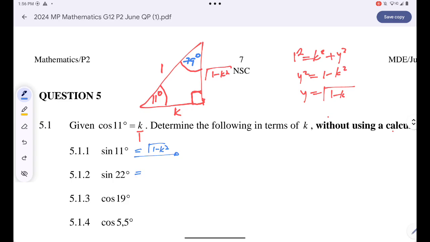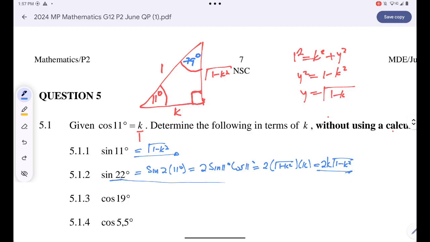And then sine 22 can be rewritten as sine of 2 multiplied by 11 degrees, which is just 2 sine 11 degrees multiplied by cos 11 degrees. This will simply give me 2 multiplied by the square root of 1 minus k squared multiplied by k, and the answer is just 2k times the square root of 1 minus k squared. So sine 22 degrees is equal to that over there.